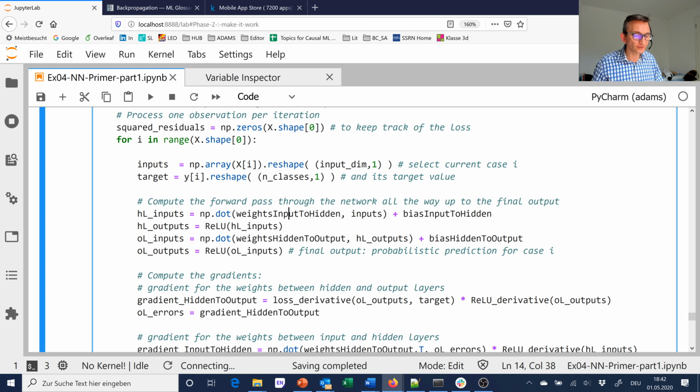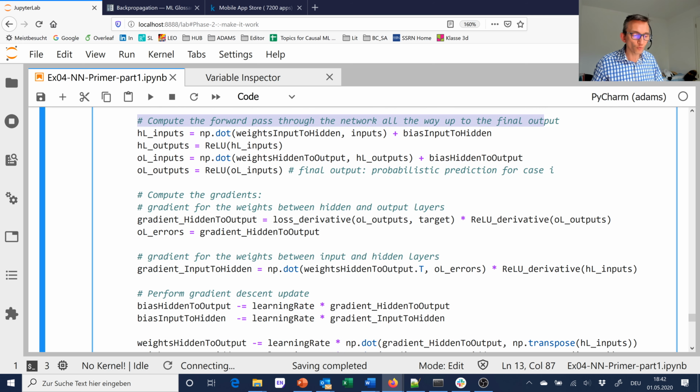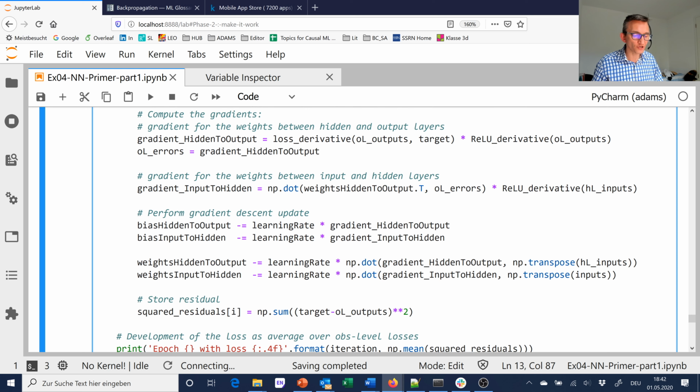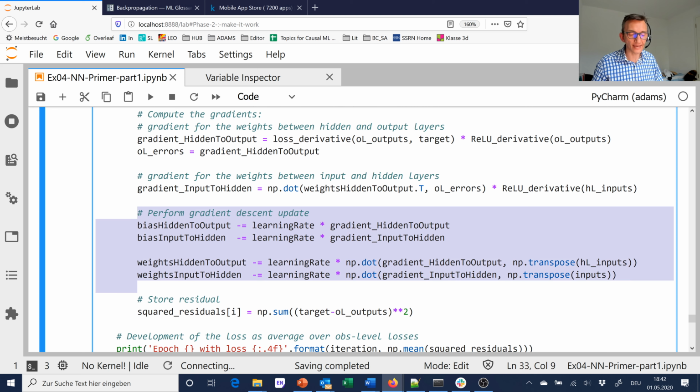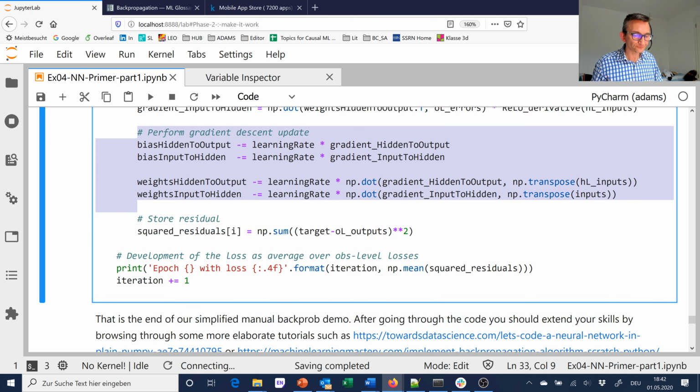We first compute the forward path. We then collect the gradient that we need, collecting all the partial derivatives. And then we are ready to do a gradient descent step. We are ready to update our weights and biases, considering the current learning rate. And let's run that and see how it goes.